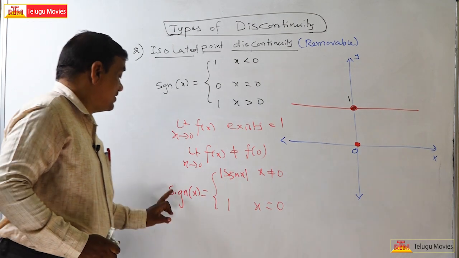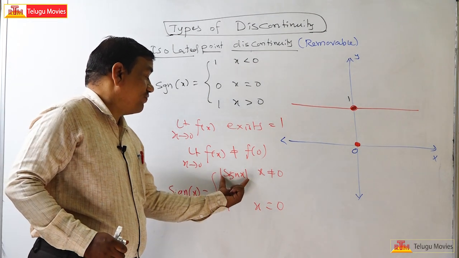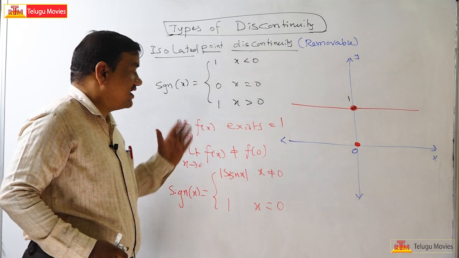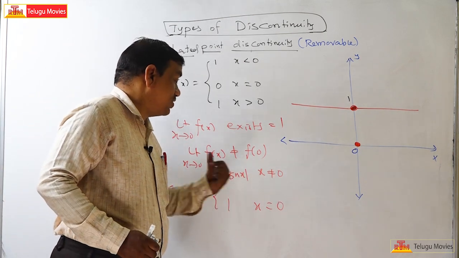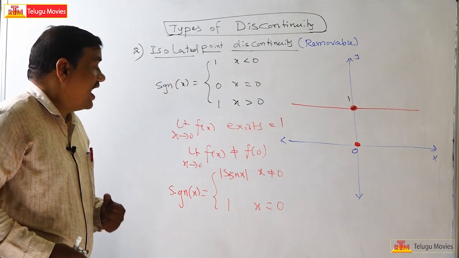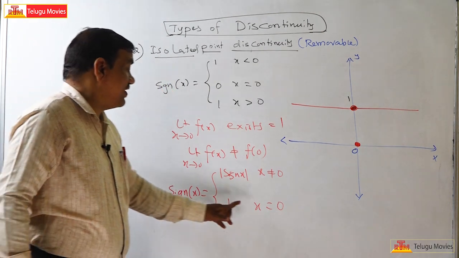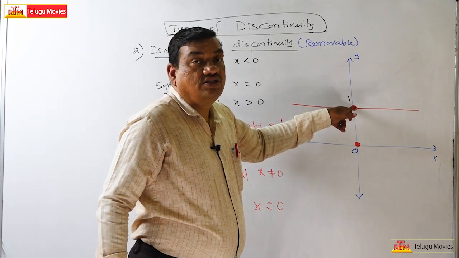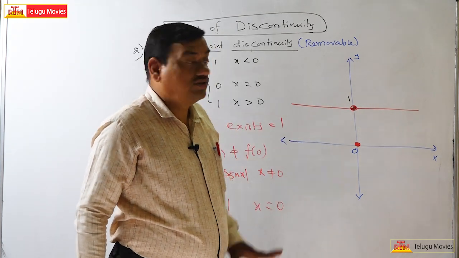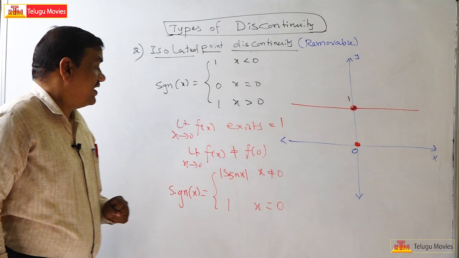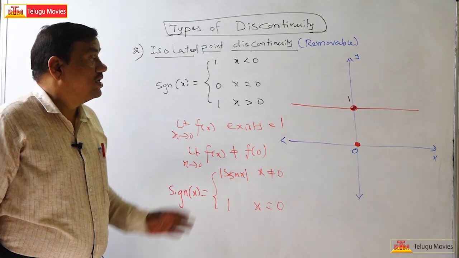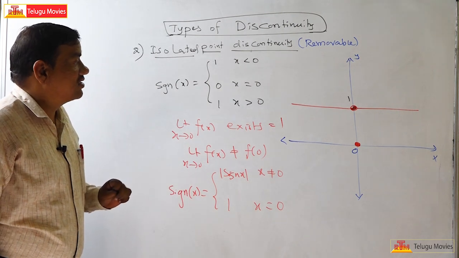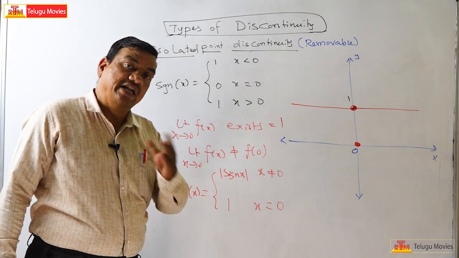If the function is defined as the modulus of the signum function, then for the left hand side and right hand side of x you will get the modulus of the signum function, and if x is equal to 0, it is defined as 1. Then the function will be defined and that isolated point discontinuity will be removable. I hope that you understand this concept. Let us move to the next type.